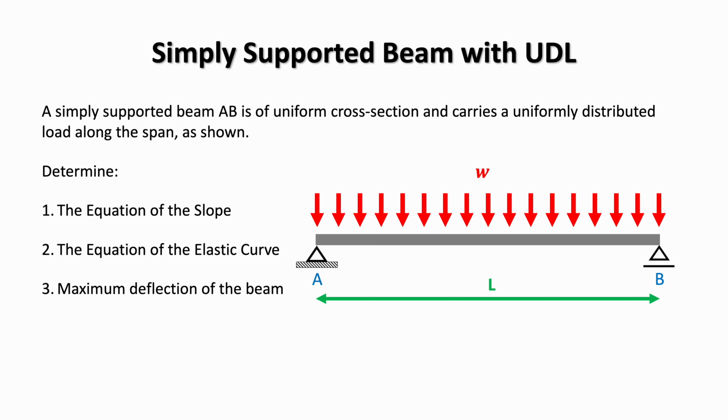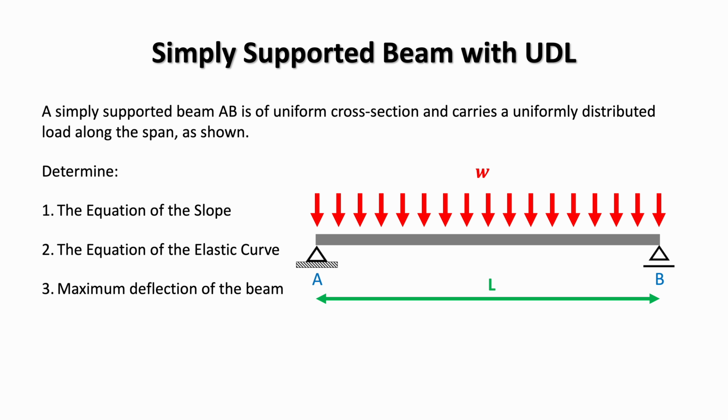Let's first take a look at the example we're about to solve. We'll consider a simply supported beam, AB, of uniform cross-section, carrying a uniformly distributed load with the intensity of W along the full span, which is L. The beam is supported by a pin at A and a roller at B, so the vertical deflection at both supports is 0, while the rotation is free. Our objective in this example is to determine three things: the equation of the slope along the beam, the equation of the elastic curve, and finally, the maximum deflection of the beam.